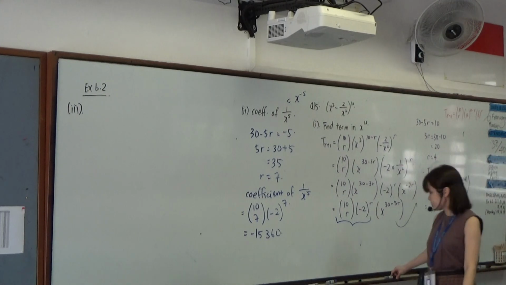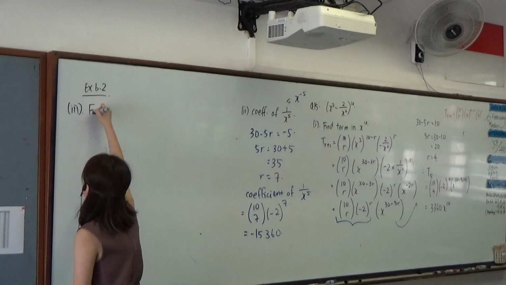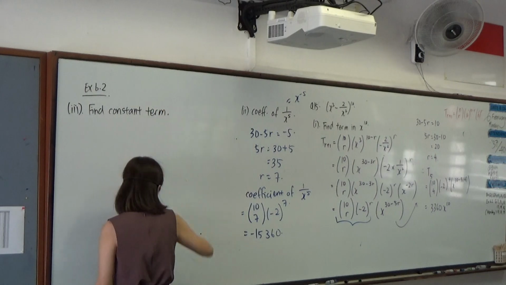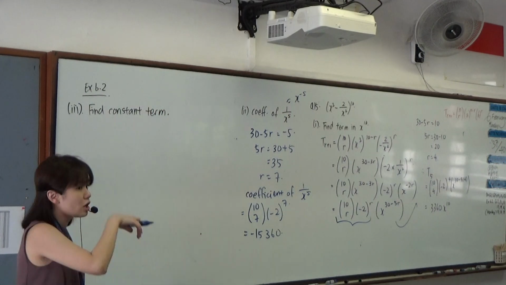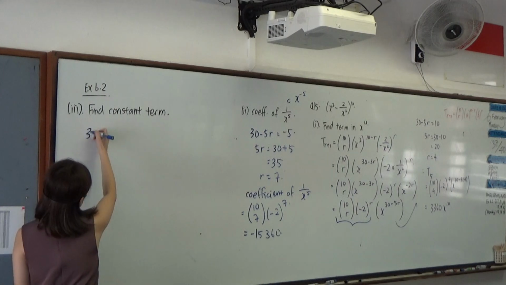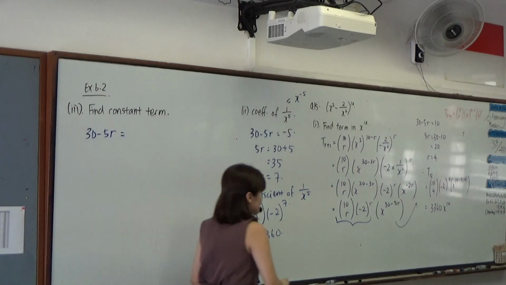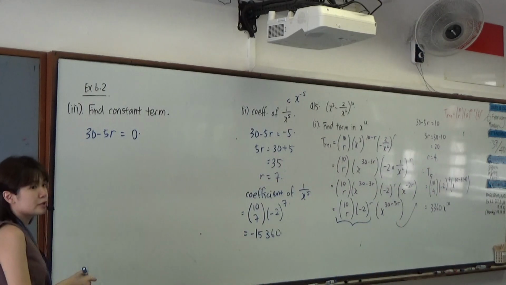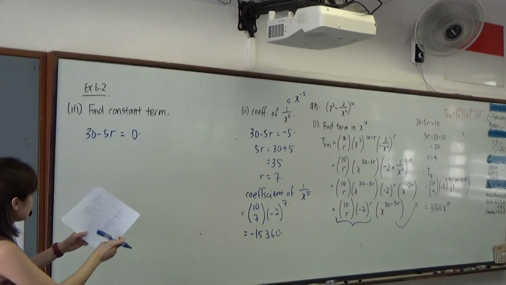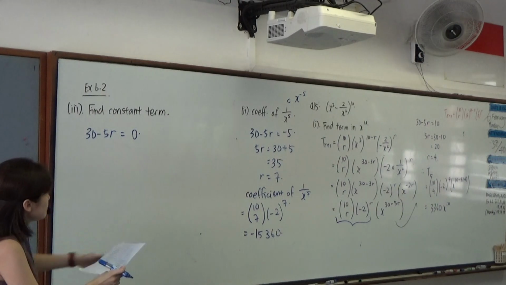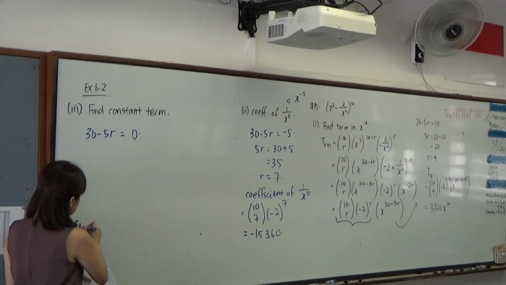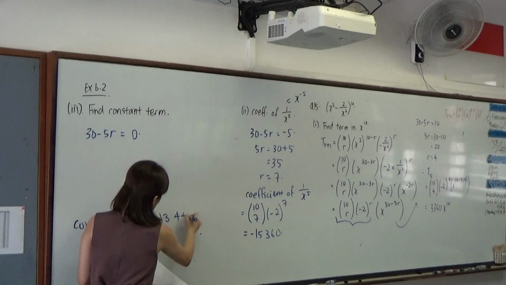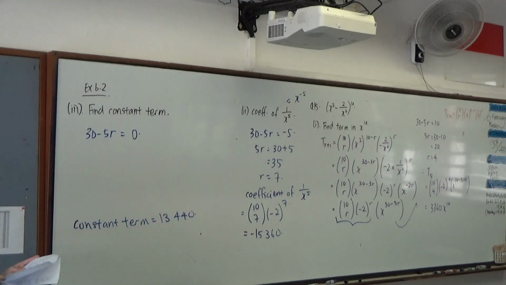To find the constant term, what does constant term imply? My power of x must be equals to what? 0. So therefore 30 minus 5r must be equals to 0. Okay, I leave it to you to solve. I think this one shouldn't be a problem. Okay, because part I, part 2 have done it already. Your constant term answer should be 13,440. Okay?